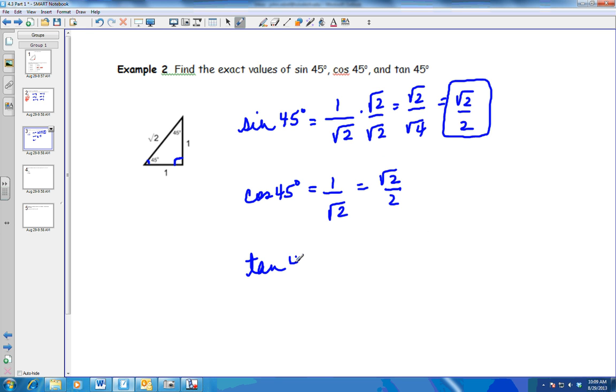Tangent of 45. Tangent is opposite side over adjacent side. 1 over 1. So the tangent of 45 is 1, or on my unit circle, it's y over x.